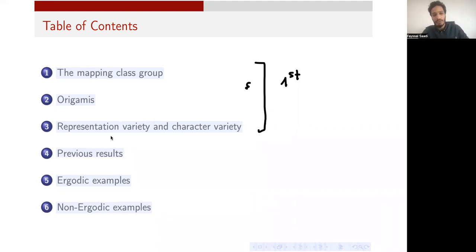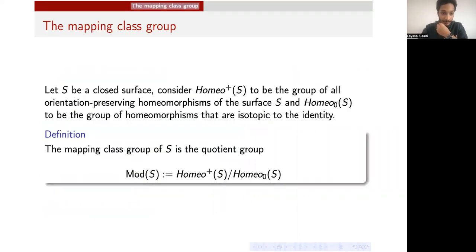Then we'll switch to the character variety and the representation variety. And in the second part, we'll talk about some previous results, and we'll try to give ergodic examples on the character variety, and at the end we'll give a non-ergodic example.